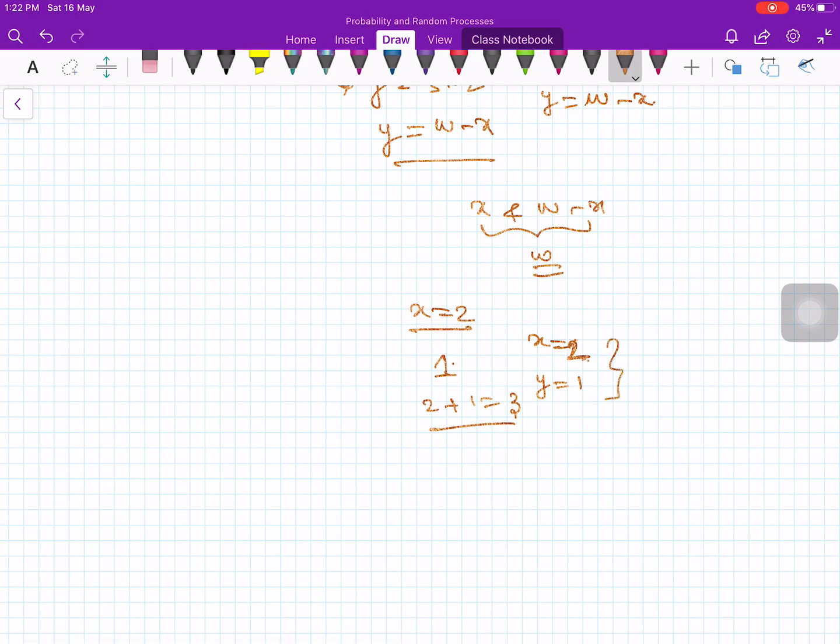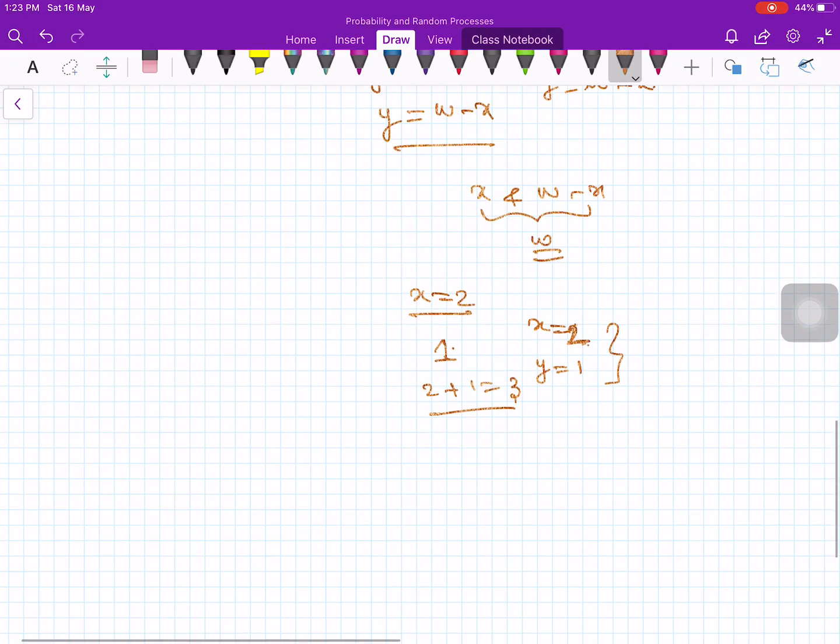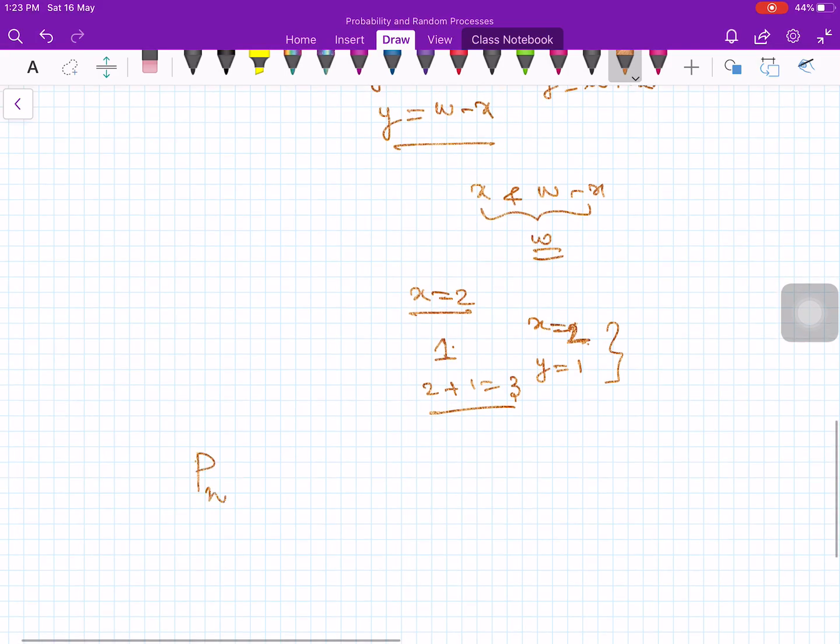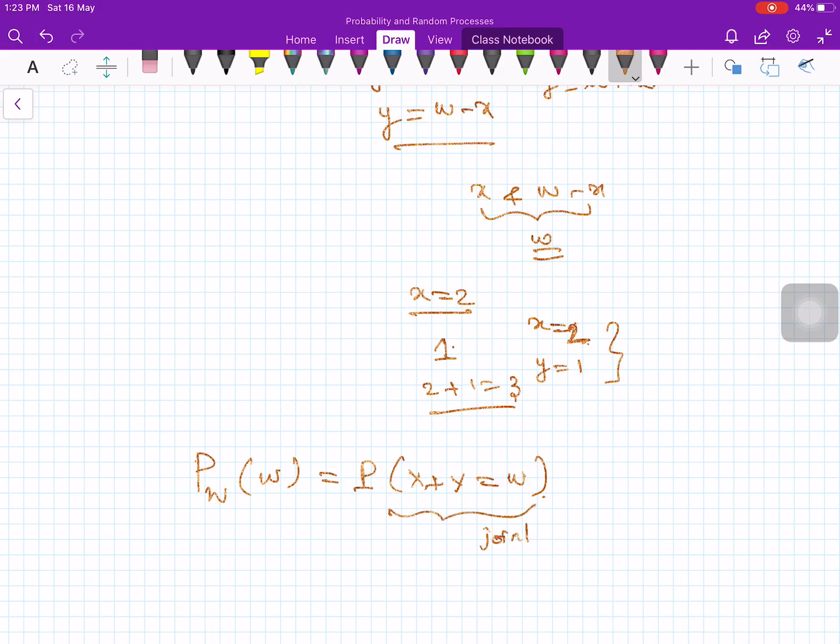Now let us find out the formula for this function, the sum of two random variables. So P_W of small w is equal to, by definition, P of X plus Y is equal to w. Now this is a joint probability mass function.